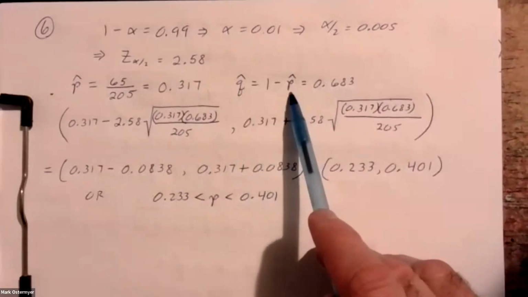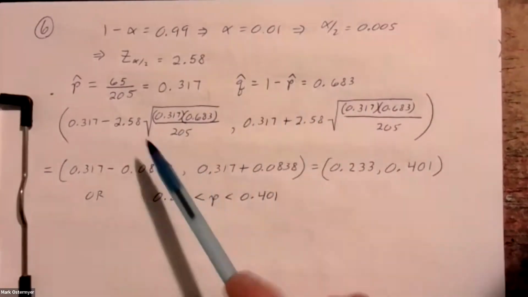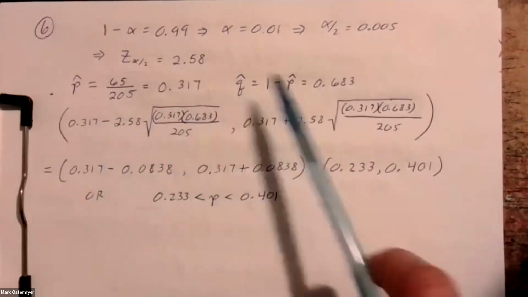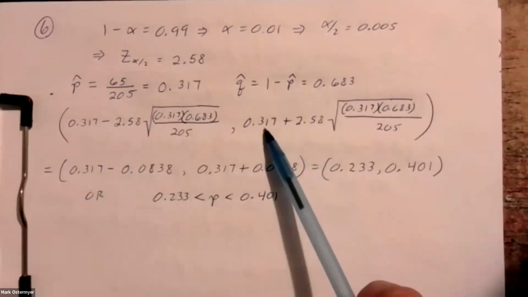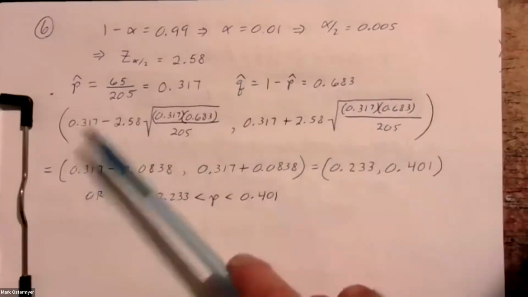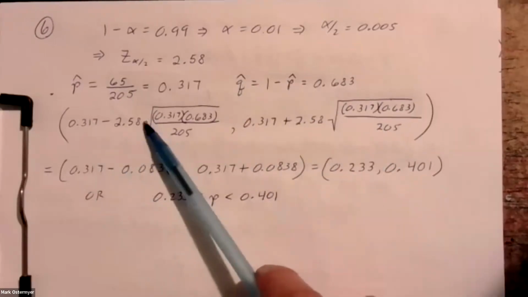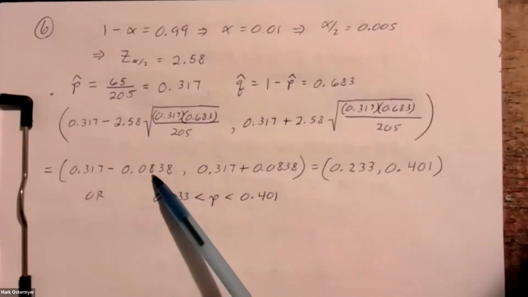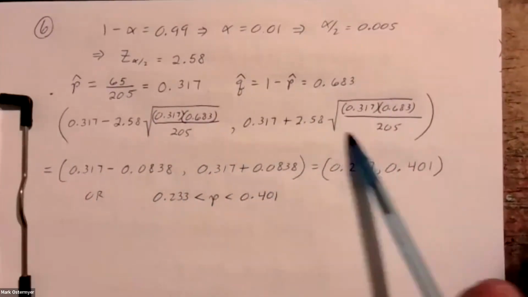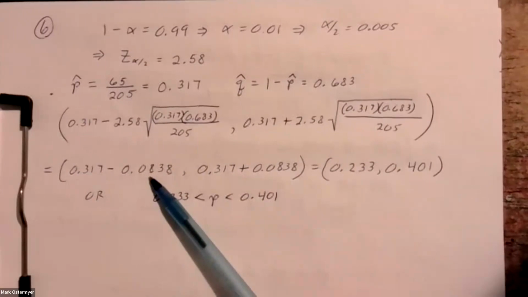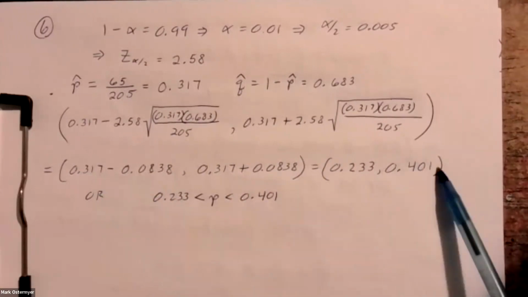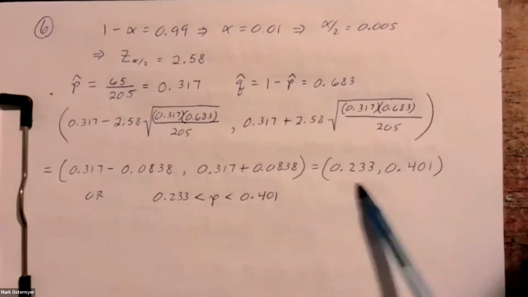Q hat is 1 minus P hat, which is 0.683. Building our confidence interval: P hat minus your margin of error is the lower endpoint, and P hat plus your margin of error is your upper endpoint. 2.58 is your critical z value times the square root of P hat times Q hat divided by the sample size n. Margin of error is about 0.0838. Subtracting and adding that from 0.317 gives you your lower and upper endpoints of your 99% confidence interval here.